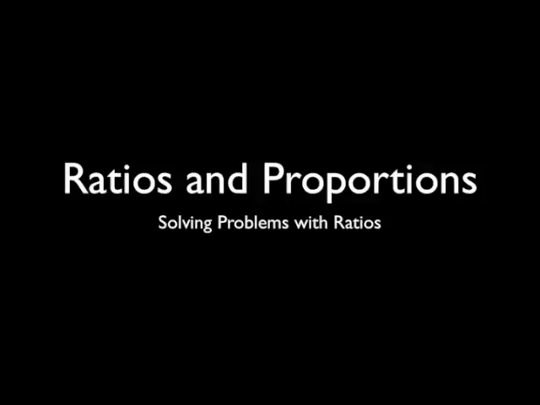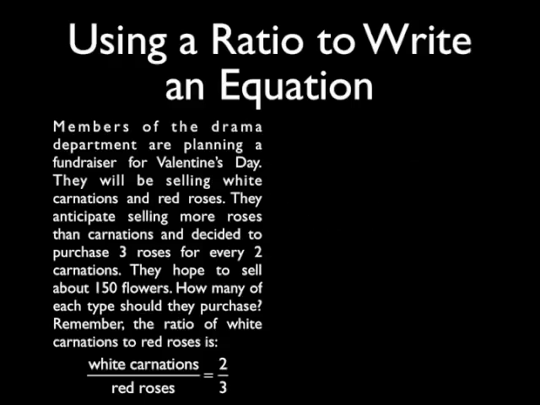So now let's use some ratios to help solve problems. Here's a sample. Members of the drama department are planning a fundraiser for Valentine's Day. They'll be selling white carnations and red roses. They hope to sell more red roses than white carnations, probably because the roses are more expensive, but we don't know that. And they decide to purchase 3 roses for every 2 carnations.